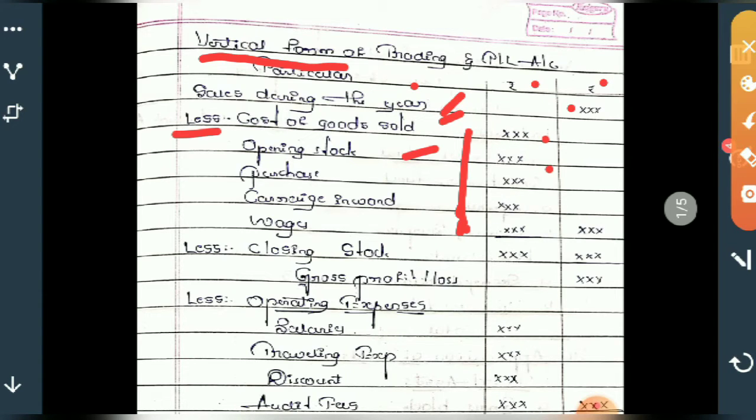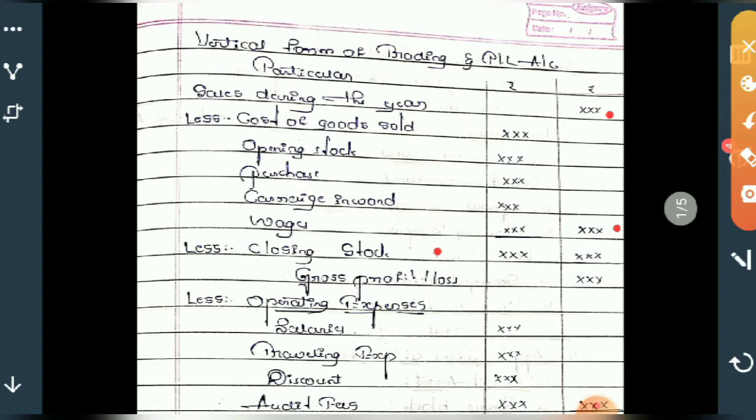Then opening stock you have to take here. Then purchases are to be taken. Carriage inward is to be taken. These are factory expenses, direct expenses. Okay, so you have to total this and take it into the outer column. Then from the sales amount you have to deduct this particular total amount. Then you have to deduct closing stock also.